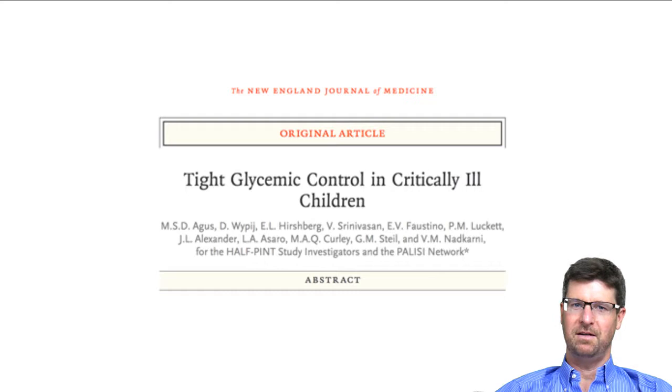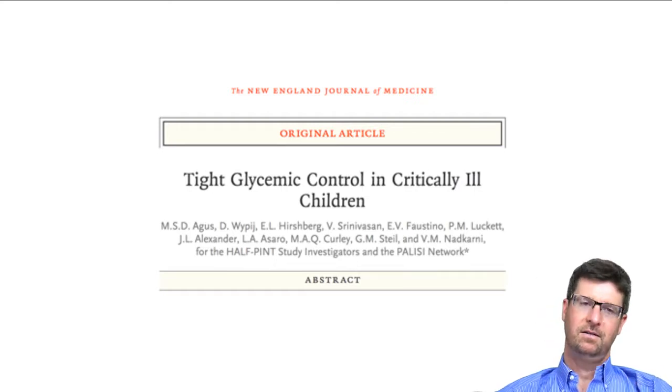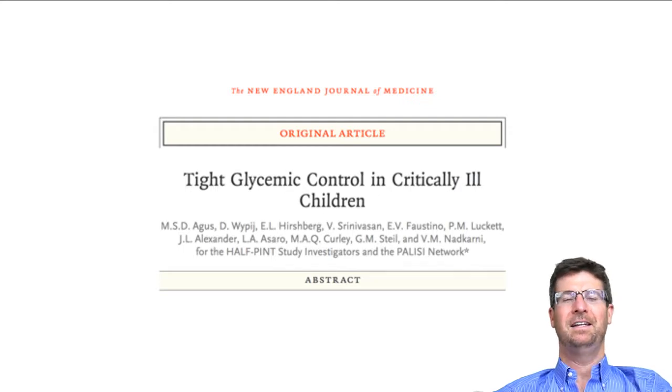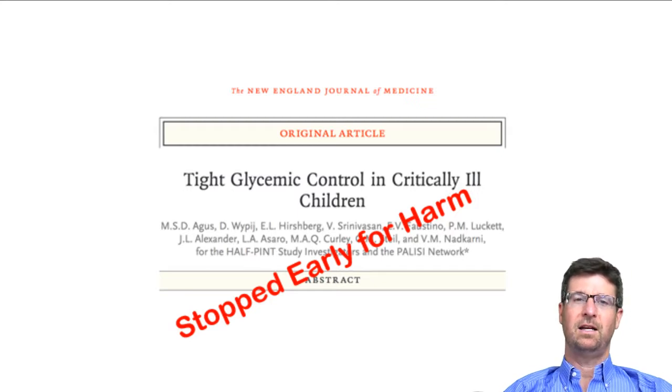But another study that was done in children had the exact same result. This was published last year in the New England Journal of Medicine. Again, they randomized children to intensive insulin treatment versus a less intensive insulin treatment where the blood sugars were allowed to remain high. And when these investigators undertook this trial, they found that children who were given the intensive insulin treatment did worse again. So this was stopped early for harm. In other words, trying to normalize children or adults and trying to give them insulin to the point where their blood sugars are normal seems to hurt patients.